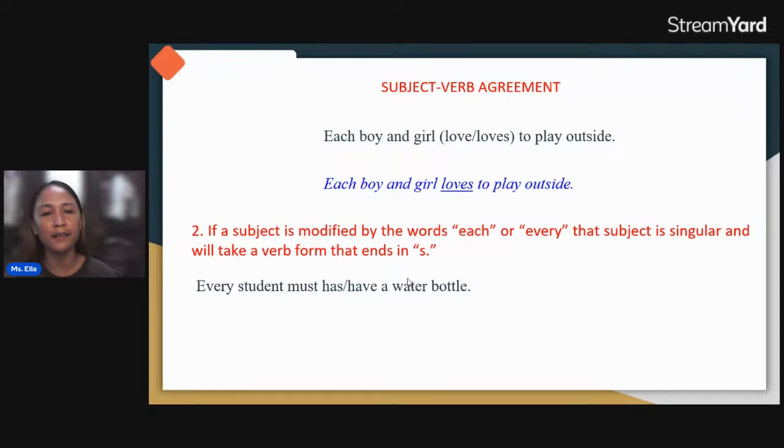So, how about this one? In this sentence, we have every student must have a water bottle. Again, every student must, is it has or have a water bottle? What's the correct answer? Is it has or have? Anyone?